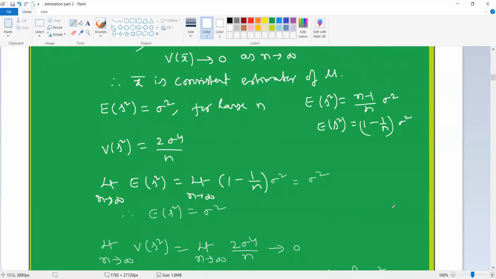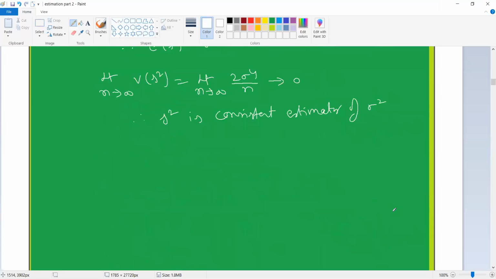So problem one is very, very important here, a suitable example for understanding the consistent estimator. One more example.